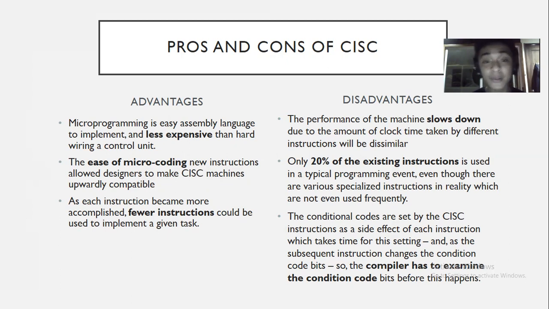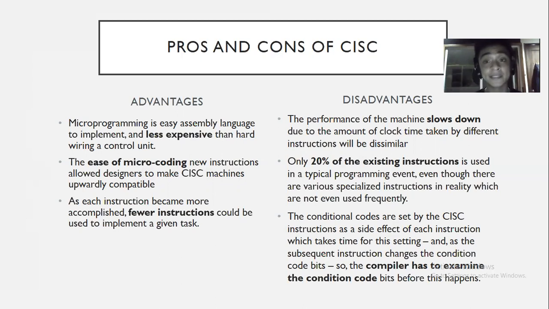The ease of microcoding new instructions allows designers to make CISC machines upwardly compatible. So CISC machines everywhere are usually very compatible. As each instruction became more accomplished, fewer instructions could be used to implement a given task. So fewer instructions, that's very good for the programmer.